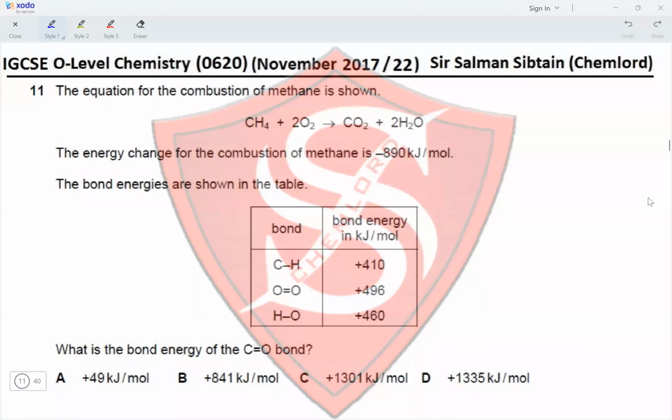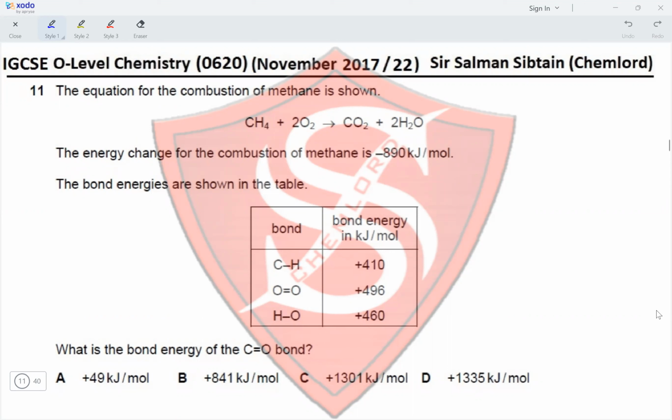Hi guys, this is IGCSE O-Level Chemistry, paper 22, November 2017, question 11. The equation for the combustion of methane is shown. The energy change for the combustion of methane is minus 890 kilojoules per mole. The bond energies are shown in the table. What is the bond energy of the C=O bond?